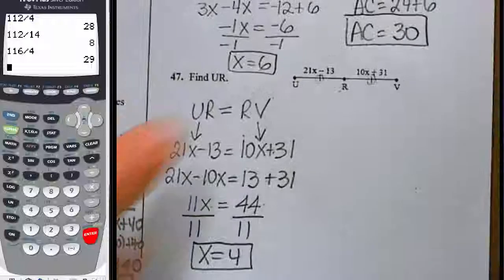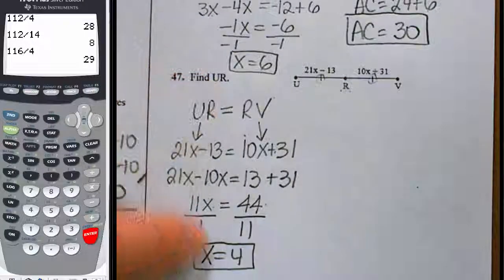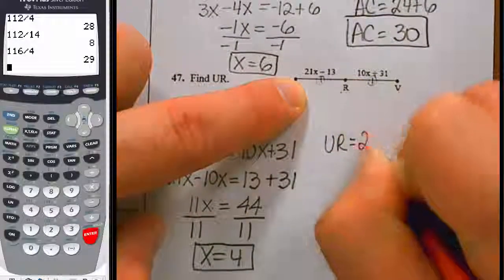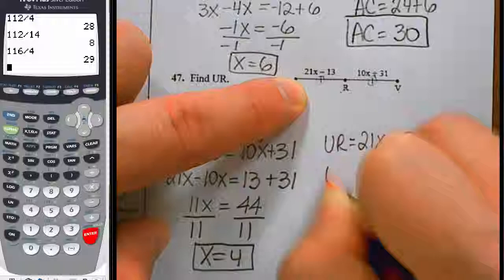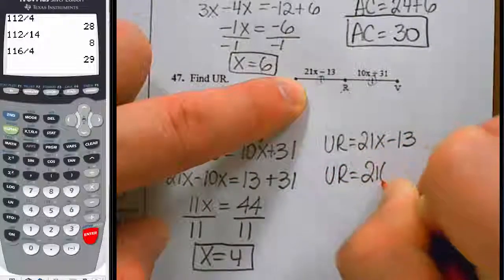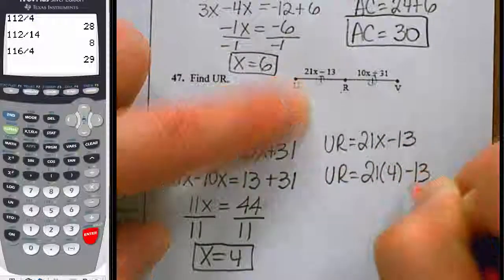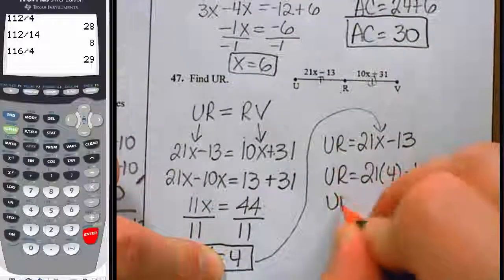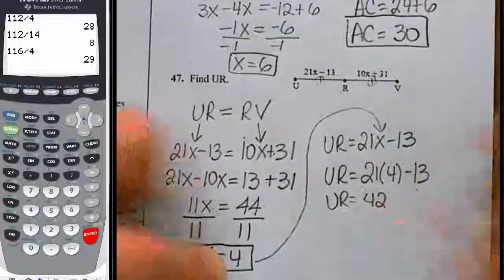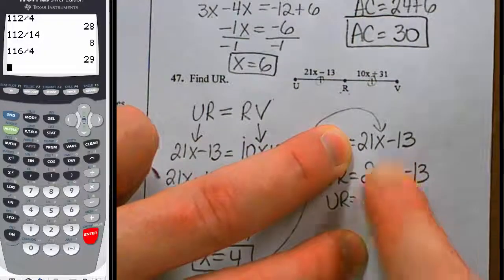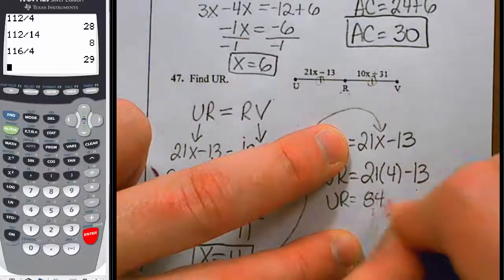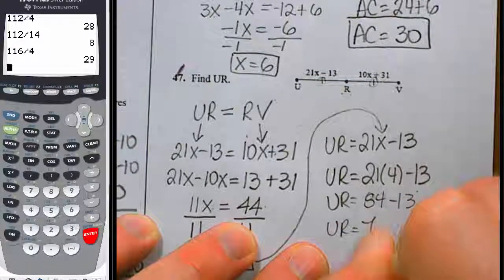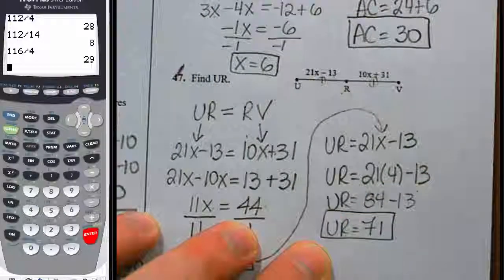The final answer, we're going to find it by using this number 4. Looking at the picture, UR has a formula of 21x minus 13. UR is 21 times 4. How do we get the 4? From right here. So basically we're bringing it up and plugging it in. So we're going to have UR equals 84, 84 minus 13. And UR equals 71. So there we go.